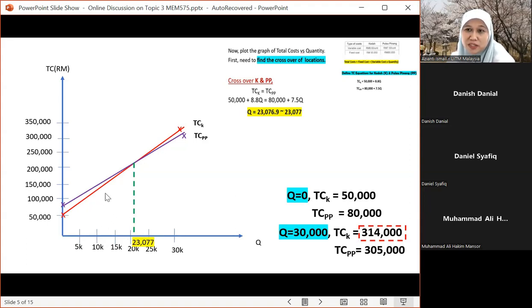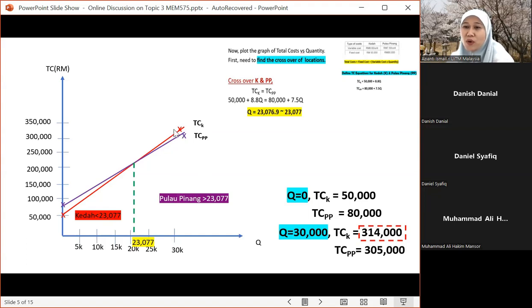Then you have to decide which TC this one belongs to, and which this one does. So we have K and PP. So how do we determine which location belongs to K or PP? We look at the lowest line here. The red color is K. So Kedah is going to be here. So how to put it here? Kedah is less than 23,077 because this is the crossover. And here definitely we know it's going to be PP, and we check, yes, PP is the purple one, the lowest line. So this one is going to be Pulau Pinang, more than 23,077. Okay, this one is less for Kedah and more for Pulau Pinang.